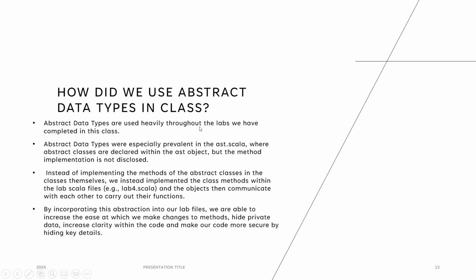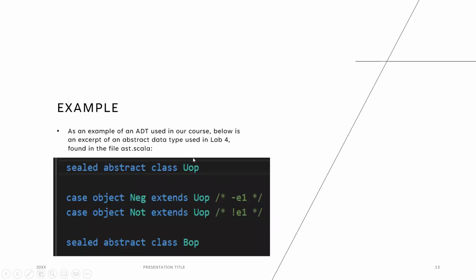And so a good way of thinking about it is that in the AST objects, they declare the classes, but they never actually show what they do, because we ourselves are the ones implementing those in our lab.scala files. Instead of implementing the methods of the abstract classes in the classes themselves, we have implemented the class methods within the lab Scala files, and the objects then communicate with each other to carry out their functions. By incorporating this abstraction into our lab files, we're able to increase the ease at which we make changes to methods, hide private data, increase clarity within the code, and make our code more secure by hiding key details.